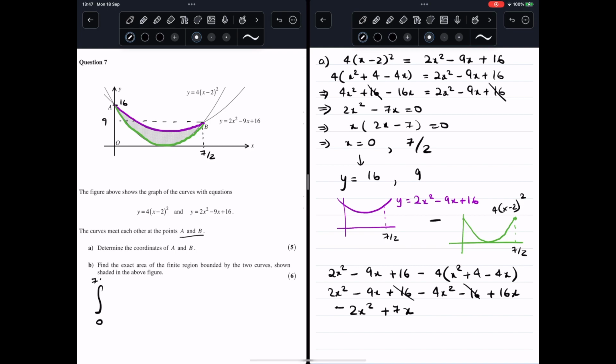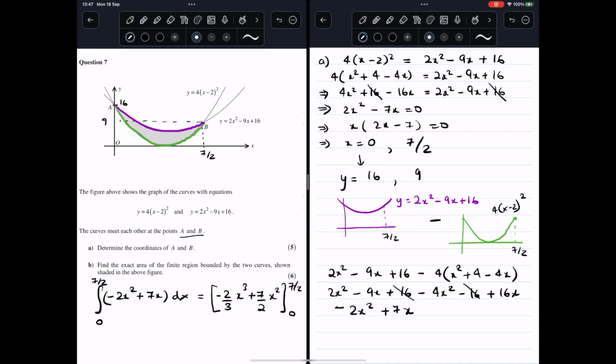Okay, so let's put our expression of the integral together and integrate as minus 2 over 3 x cubed. So I'm just adding 1 to the power and dividing by it. And 7 over 2 x squared.